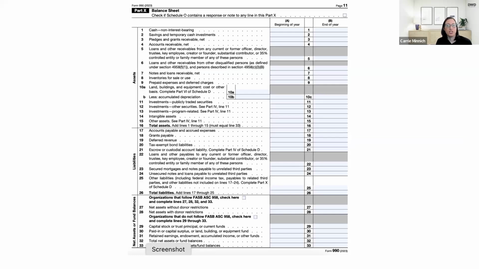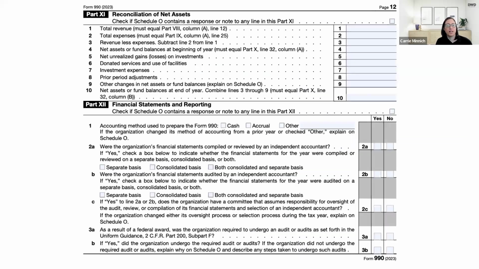Next, we have our balance sheet. Not really going to go over that too much. And then a reconciliation of net assets and financial statements and reporting. So under the financial statements and reporting, I want to point out a few questions here. The IRS asks if your organization received an independent compilation or review during the year, or if you had an audit done. So if you had one of these done during the year, you would check yes.